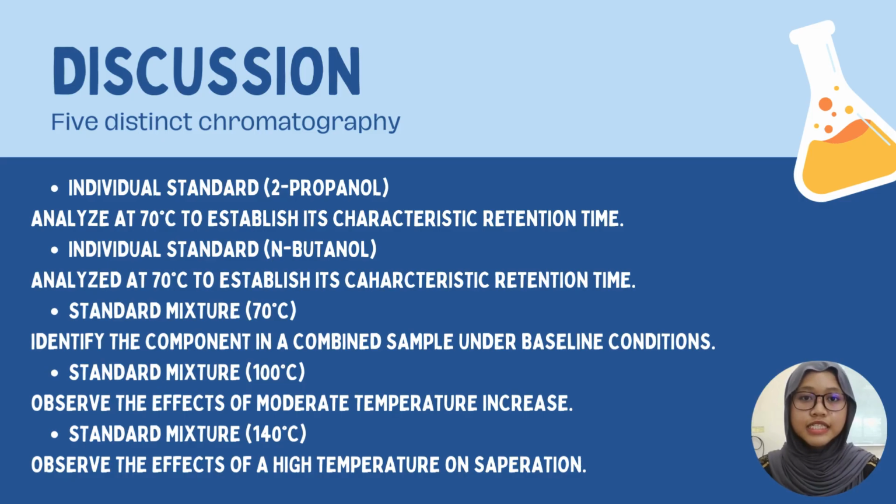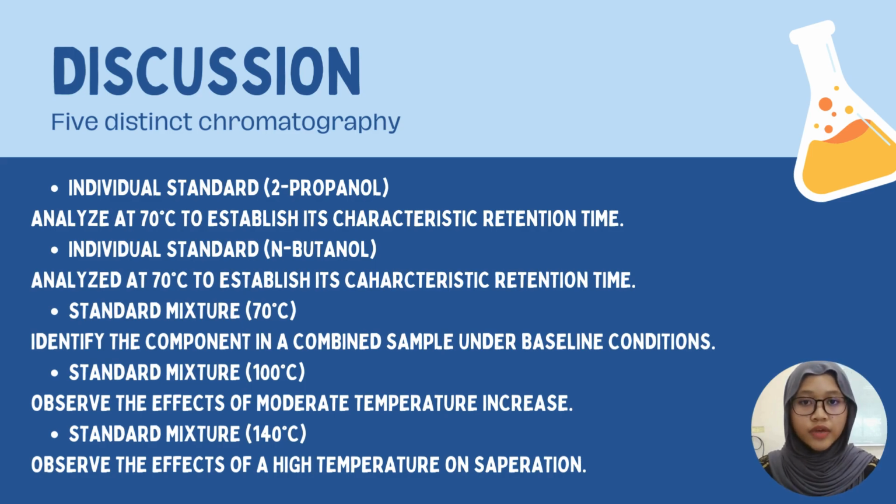This discussion section is based on the experimental data provided for the gas chromatography. There is an analysis of 2-propanol and also N-butanol. The analysis included 5 distinct chromatograms used to identify a component and also to evaluate the temperature effect. First, we have the individual standard, 2-propanol. It is analyzed at 70 degrees to establish its characteristic retention time. Second, we have the individual standard N-butanol, analyzed at 70 degrees to establish its characteristic retention time.